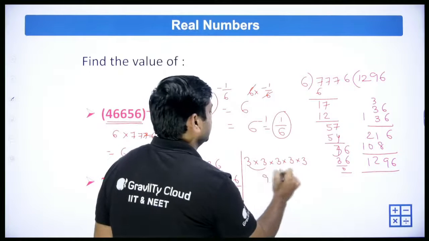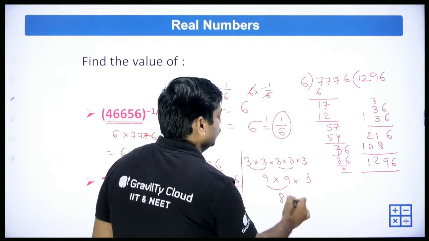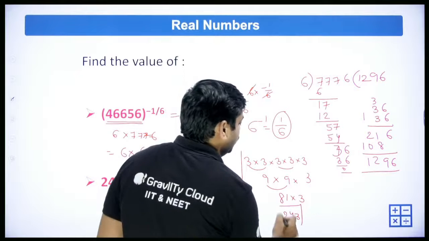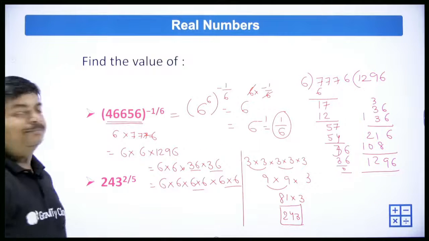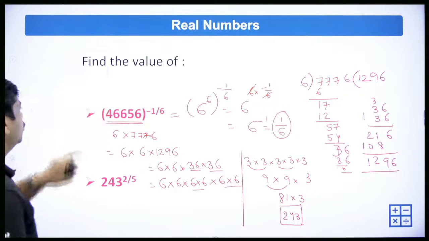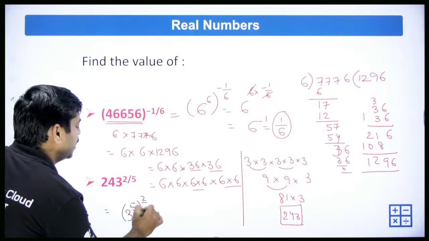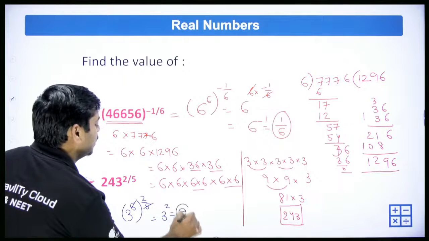3 3s are 9, 3 9s are 27... 9 9s are 81, into 3. 81 into 3 is 243. So what is 243? We can write it as 3 power 5. We can write 243 as 3 power 5 whole power 2 by 5, where 5 and 5 get cancelled. We'll get 3 square, which is 9.